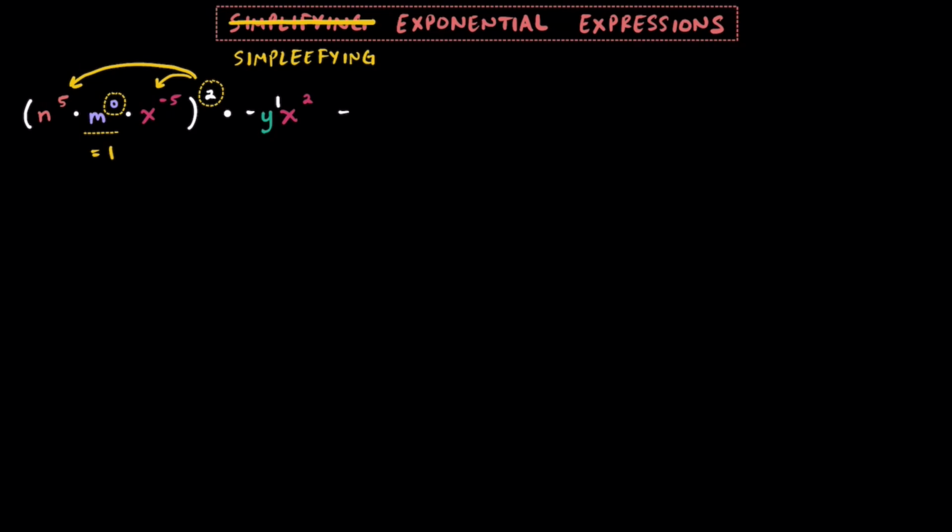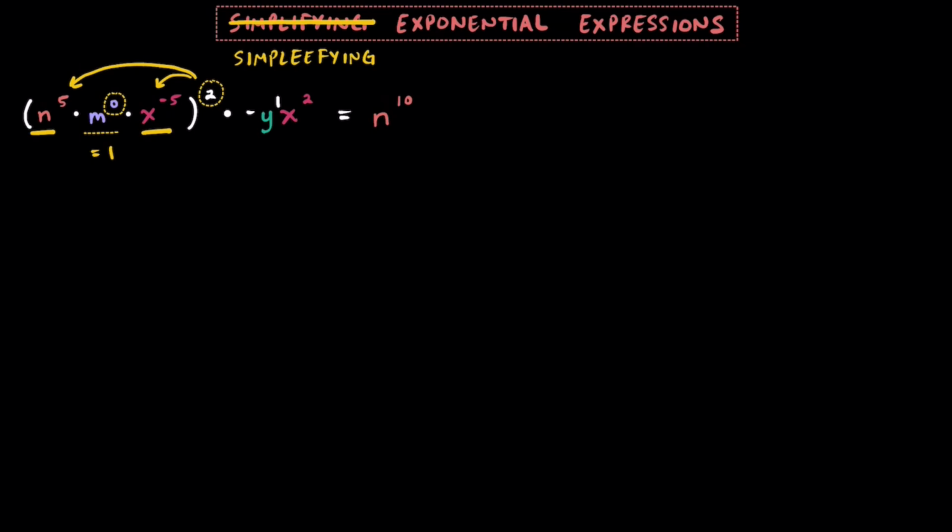So let's go ahead and clean this up a little bit. If we take this n to the 5th power and raise that to the 2nd power, again, we're going to multiply those exponents together. And so 5 times 2 is going to be 10, and we're going to have n to the positive 10th power.